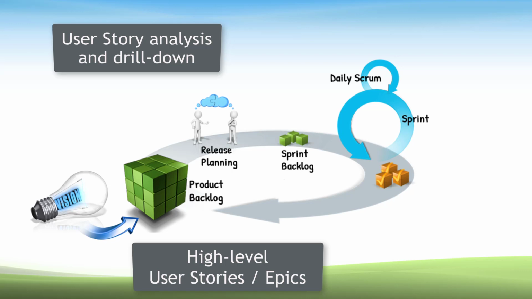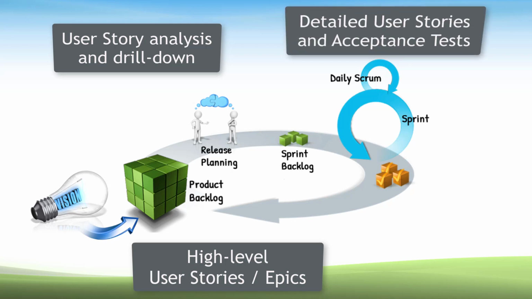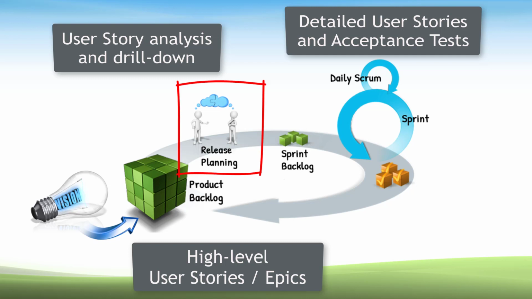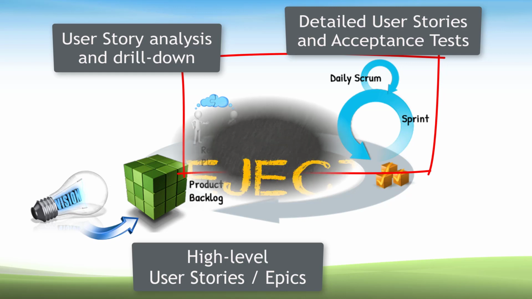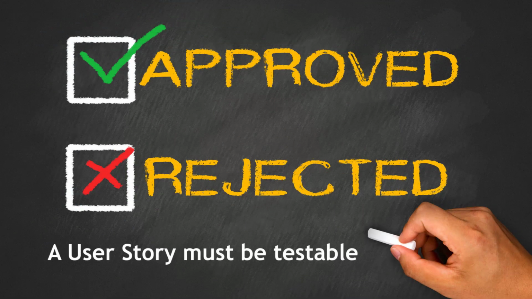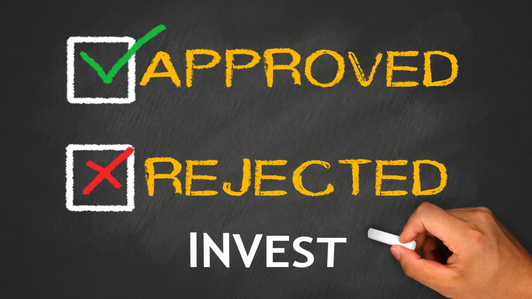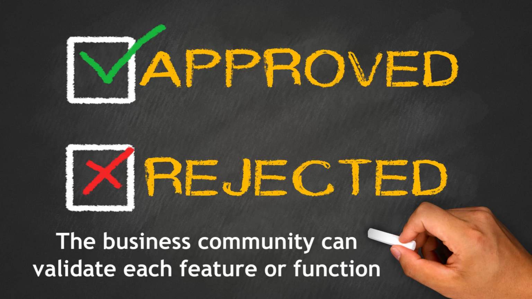In Agile methods like Scrum, detailed user stories with the acceptance criteria and test scenarios are created as late as possible, which is usually at least to a certain degree during release planning, and then to a more granular level during sprint planning. Finally, a user story must be testable. Remember that INVEST acronym? The T is for testable, meaning the business community can validate each feature or function as soon as it's programmed. We'll talk more about that in a later section.